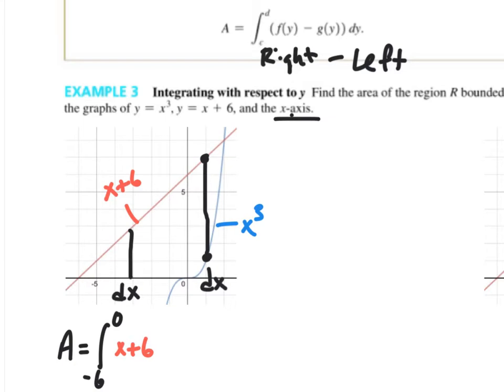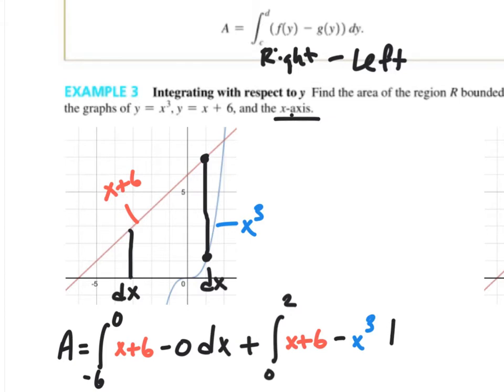Okay, so every time that you're taking an integral, you are subtracting the bottom function, which is 0. Okay, and then dx. And then I would have to add to that the other area over here where the slice changes. So now I have a new bottom function instead of just the x-axis. So I'm going to integrate here from 0 to 2, because my intersection point is at 2, of x plus 6, and then I'm going to subtract off the bottom function, which is x cubed, and then dx.